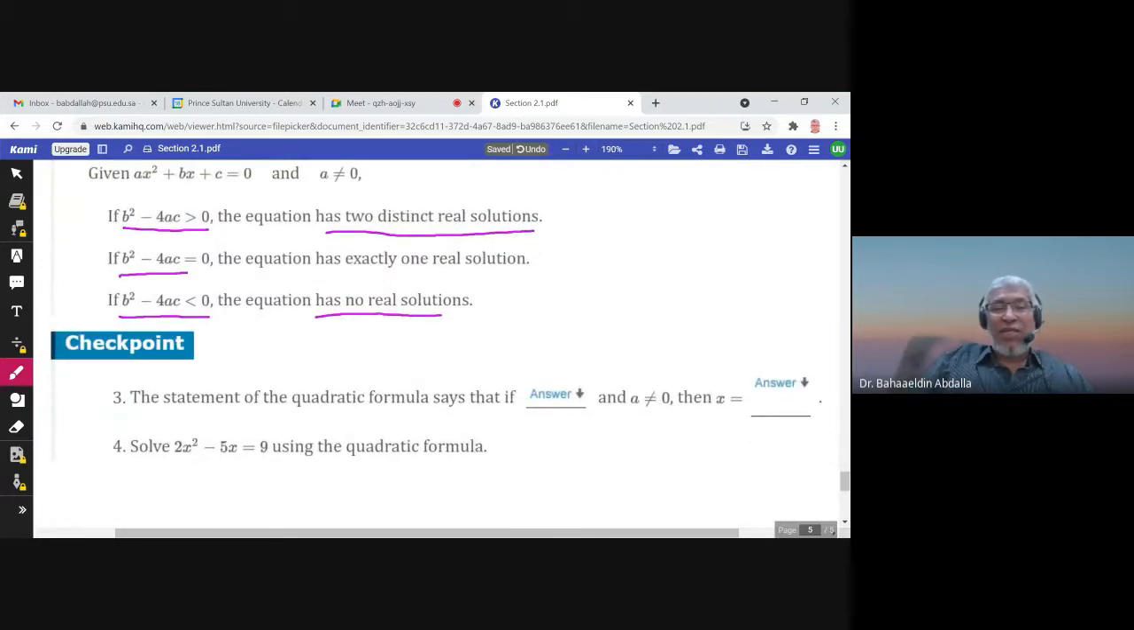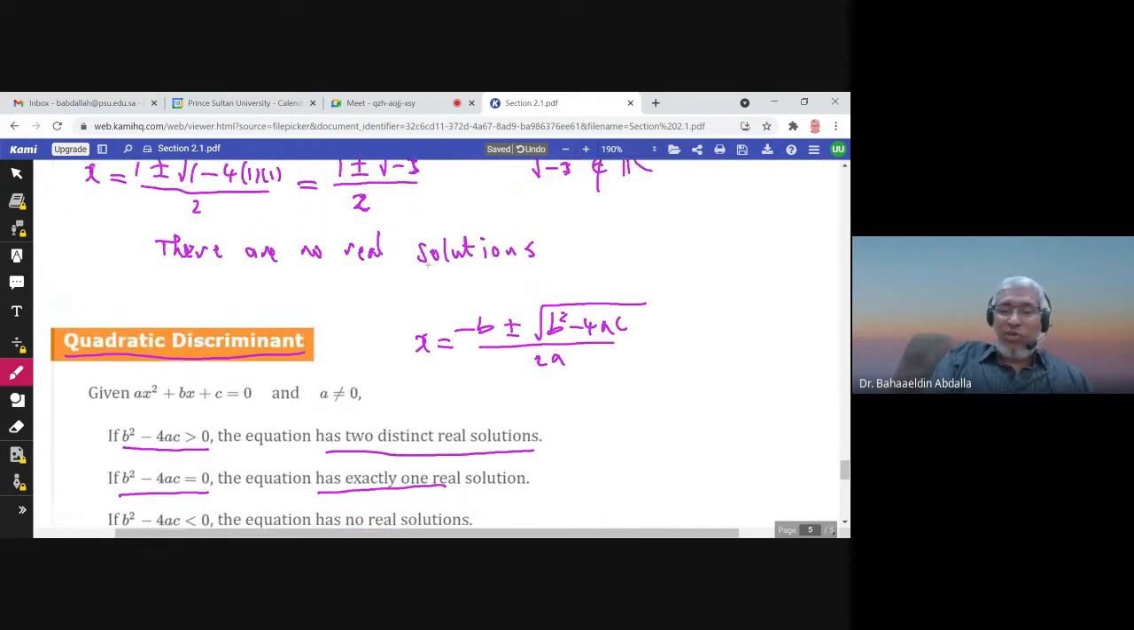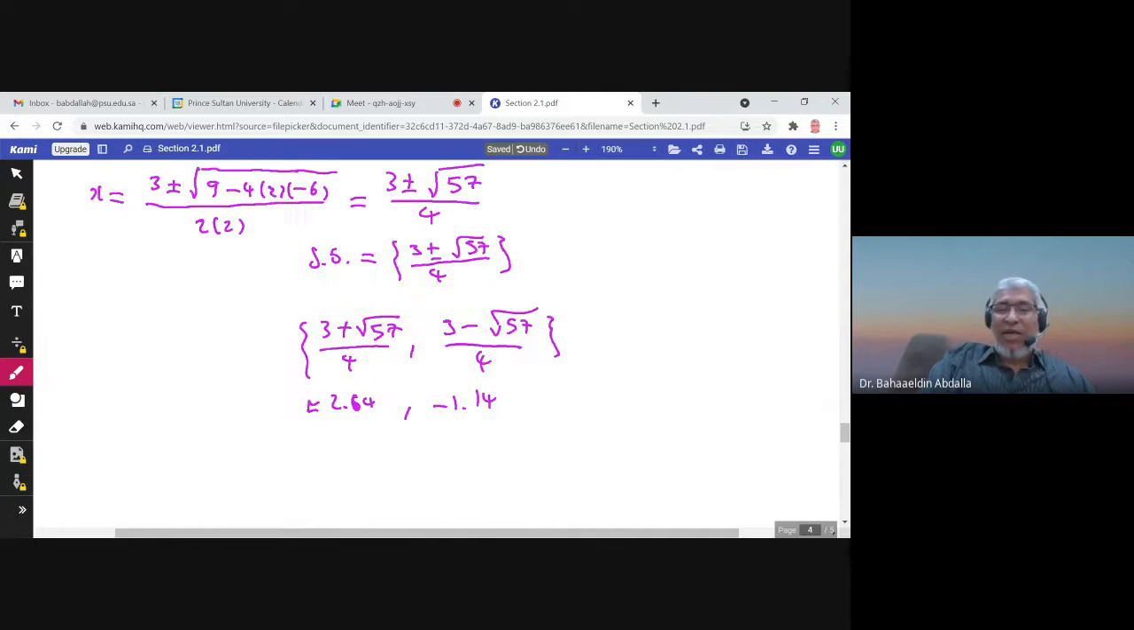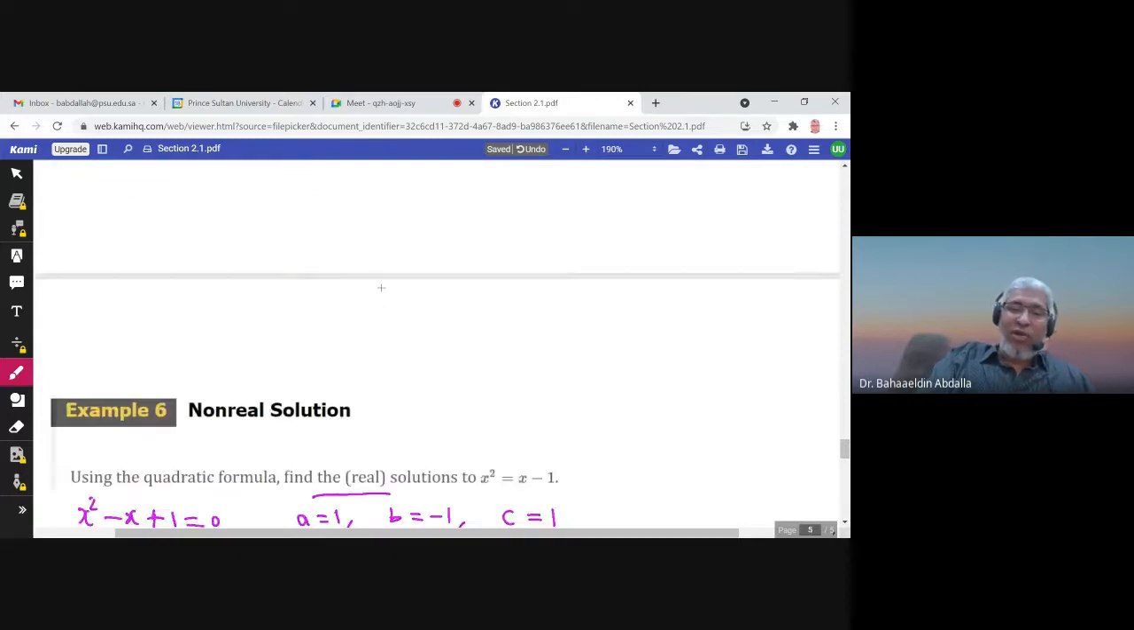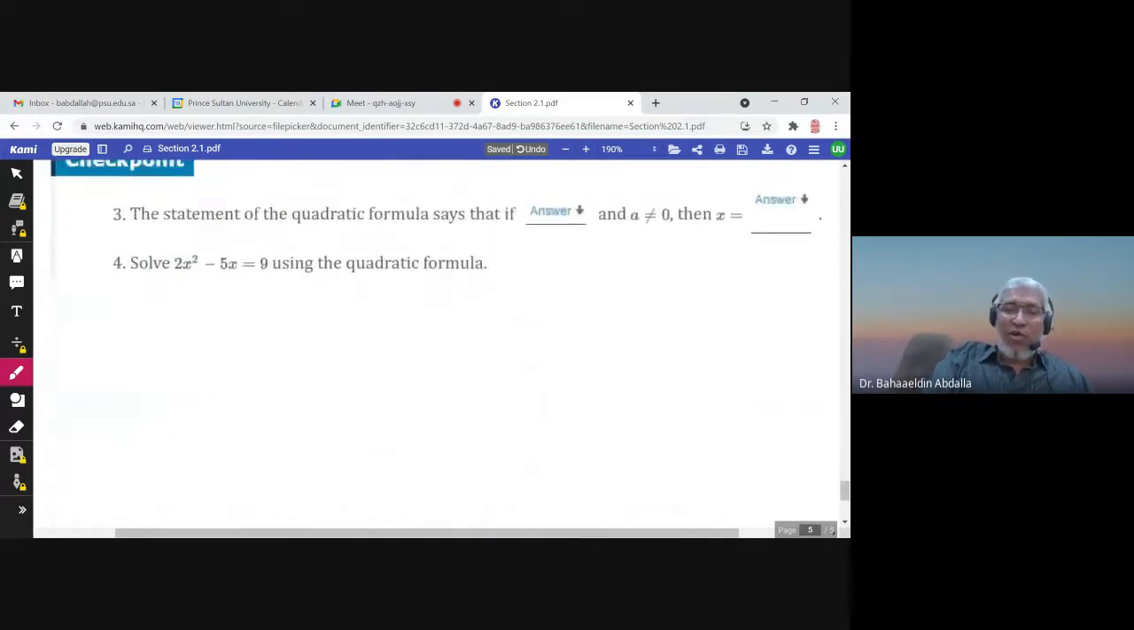If the discriminant is 0, we will have exactly one real solution. What happens if the discriminant is 0? The solution would be negative b over 2a. Imagine that 57 here is 0. Then the solution would be 3 over 4. Only one solution, with no plus or minus.